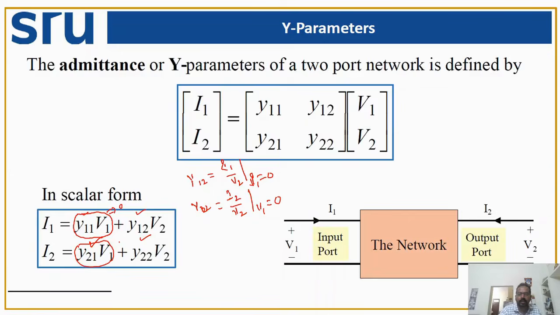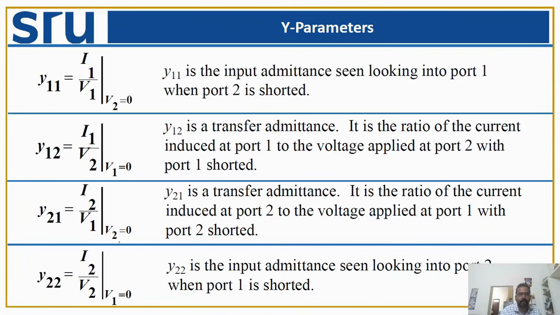Let us see what the names are and how we define these parameters. Here Y11 is equal to I1 by V1 when V2 is equal to 0, so we short circuit the output port. We excite at the first port and take the response at the same first port. It's a driving point, so it's an input parameter, and the ratio of I by V is called admittance.